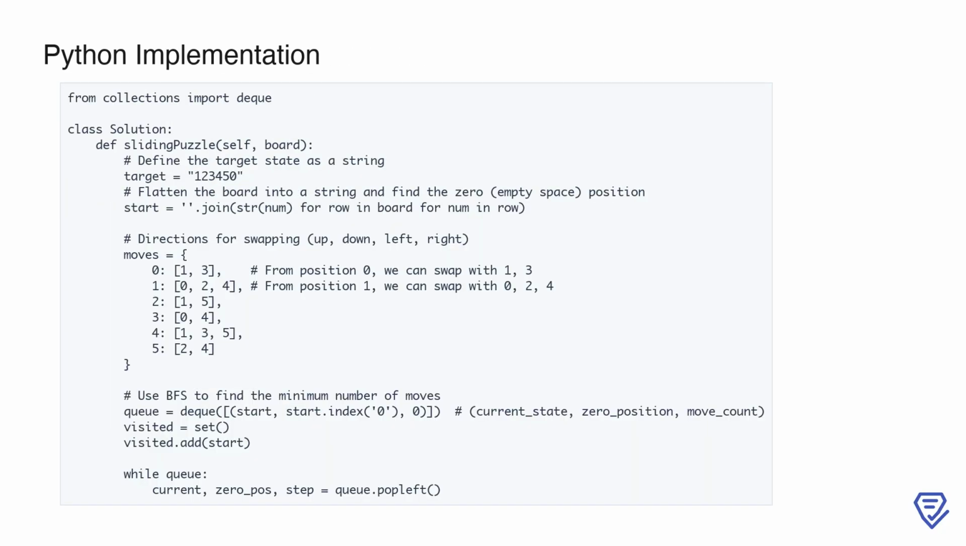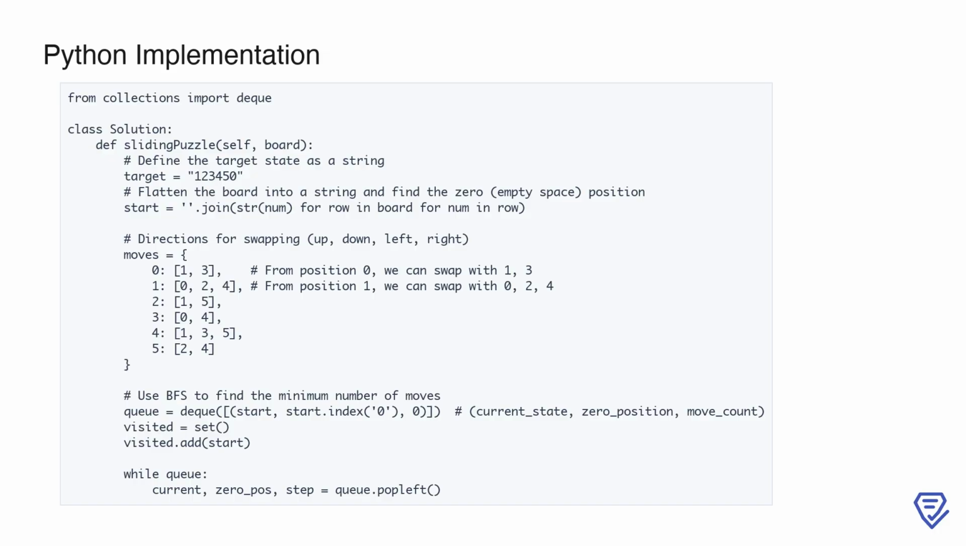To solve the sliding puzzle problem, we start by importing the deque from the collections module because we'll use a breadth-first search approach. We define a class Solution and implement a method slidingPuzzle that takes the board as input. The goal is to transform the board into the target configuration, which is represented as the string 123450. To work with the board efficiently, we flatten it into a single string and locate the position of the empty space, represented by 0.